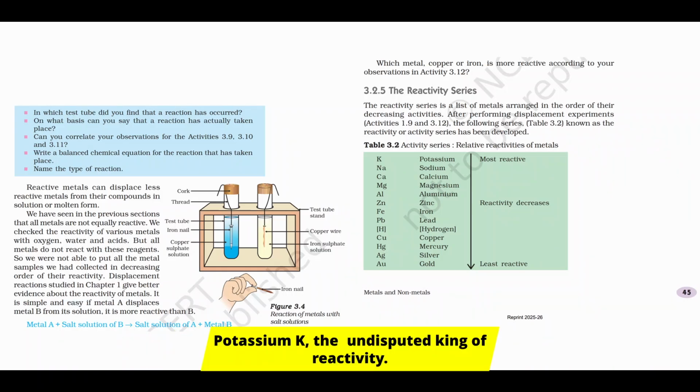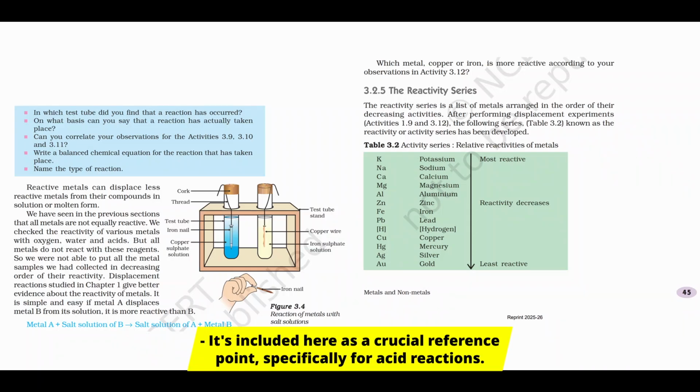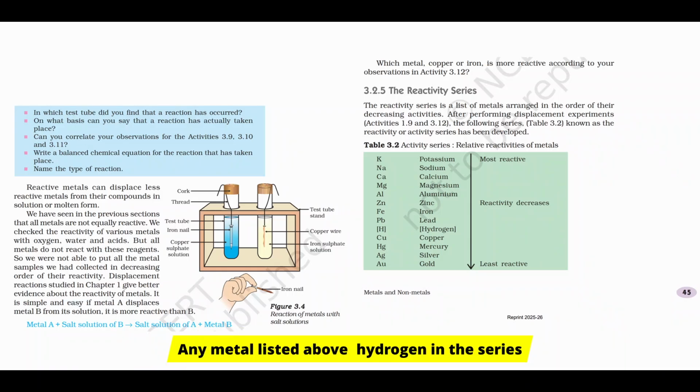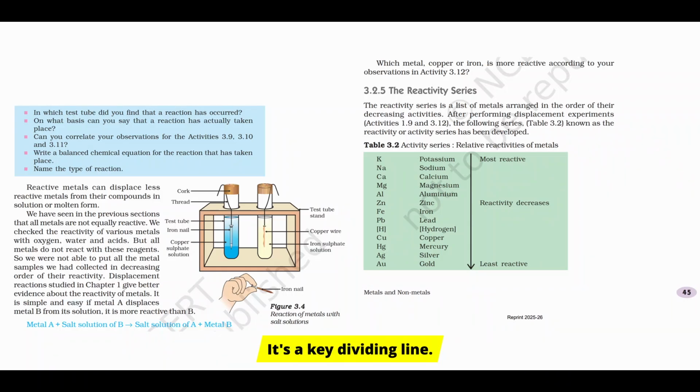Potassium, K, the undisputed king of reactivity, most reactive. Sodium, Na. Calcium, Ca. Magnesium, Mg. Aluminium, Al. Zinc, Zn. Iron, Fe. Lead, Pb. Then we have hydrogen, H. Now, hydrogen isn't a metal, obviously. Right. Why is it there then? It's included here as a crucial reference point, specifically for acid reactions. Any metal listed above hydrogen in this series can displace hydrogen from dilute acids, like HCl or H2SO4. Metals below hydrogen cannot. It's a key dividing line.